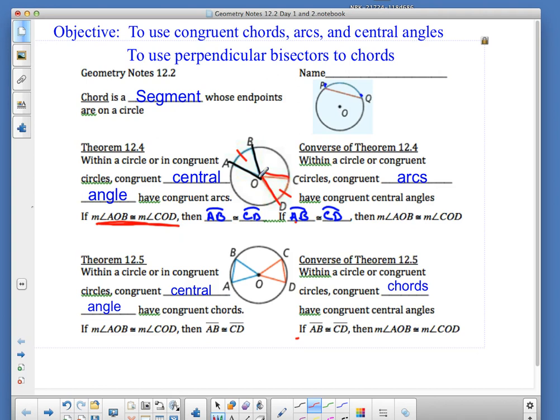So I've got arcs that are congruent, and I'm able to go from congruent arcs and show that the angles that define them are congruent as well.